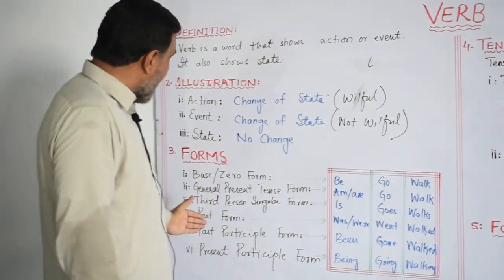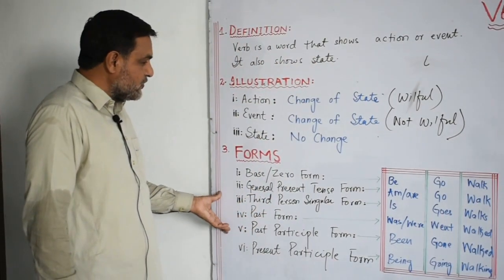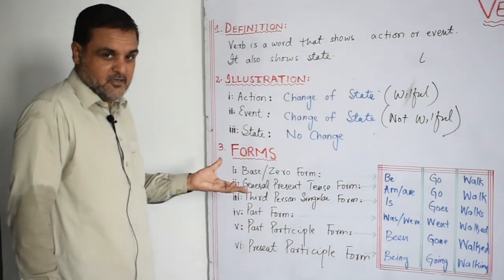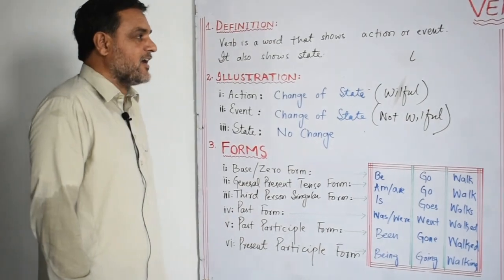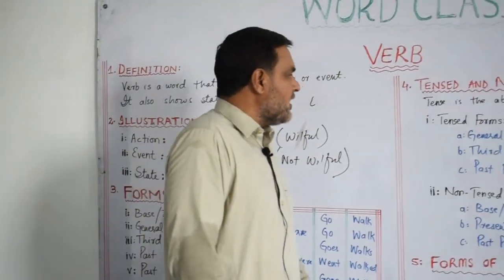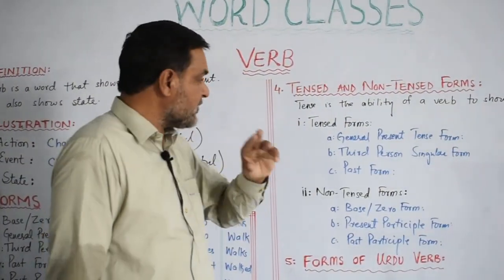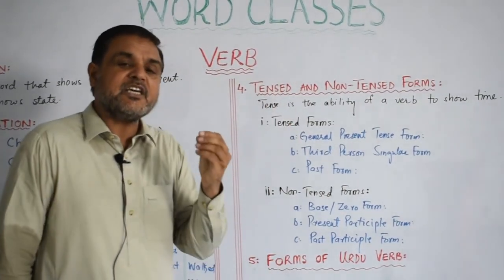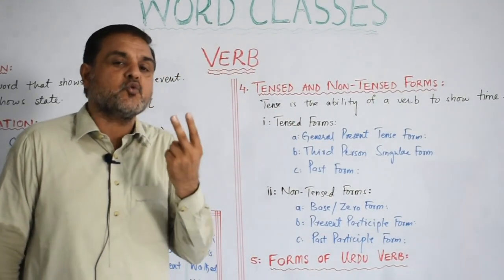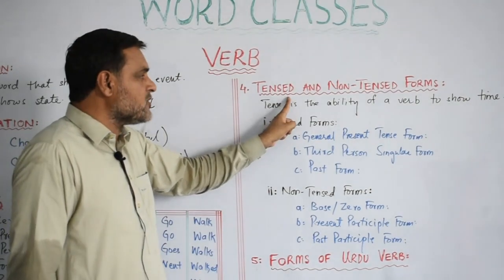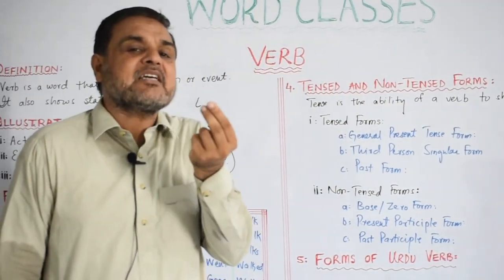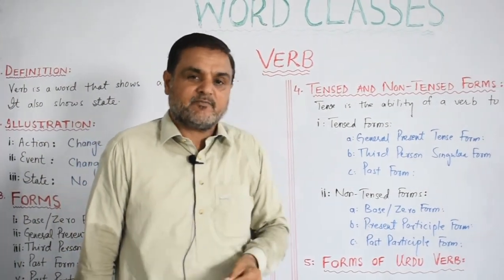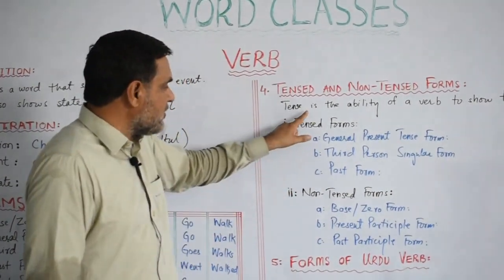So this was our brief discussion of the six forms of English verbs. I hope you've got an idea. Let's come towards the next point. We have divided these six forms into two categories: tensed forms and non-tensed forms. So you need to have the basic idea of what we mean by tense. What is tense? I've written it over here.